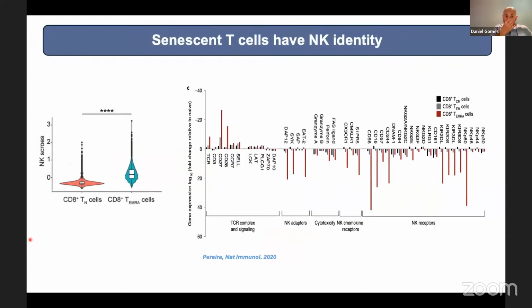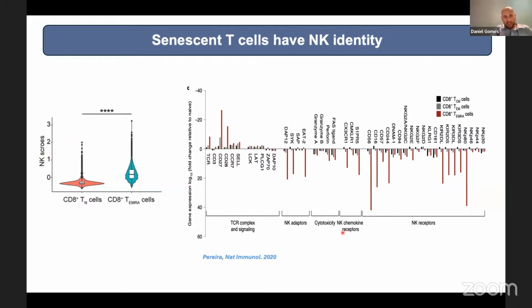recognizing MHC class 1 or class 2. So we demonstrated a couple of years ago that the senescent T cell, especially CD8 T cell, but also CD4 T cell, has a very strong identity of NK population. If we compare a naive population, which is a very early differentiated population, with a true senescent population, they are completely different in terms of NK signature.